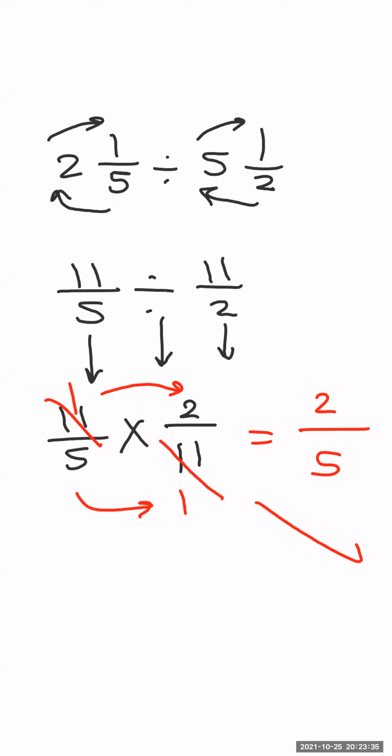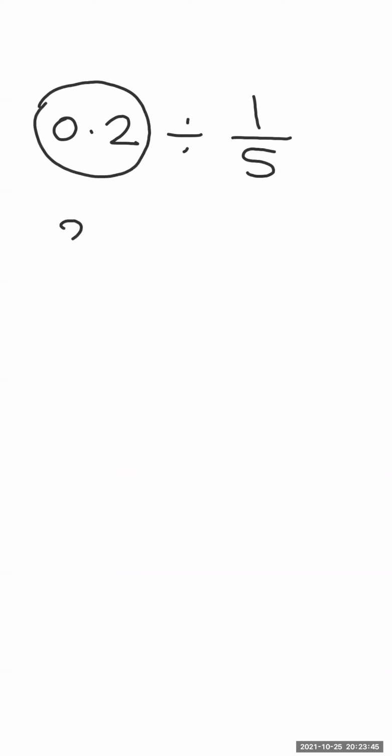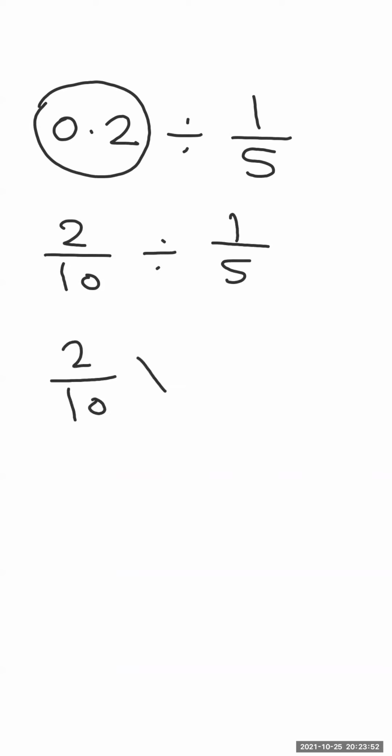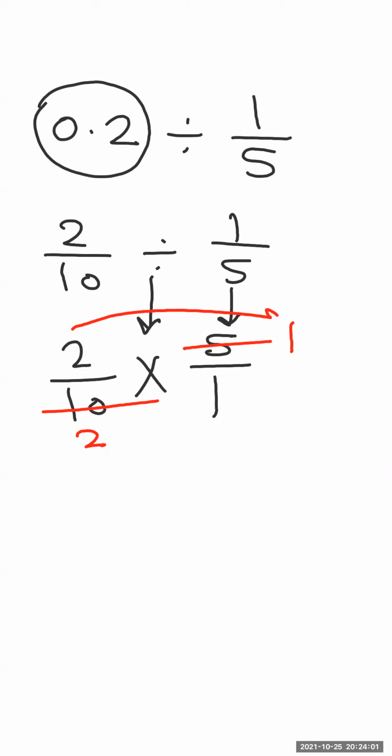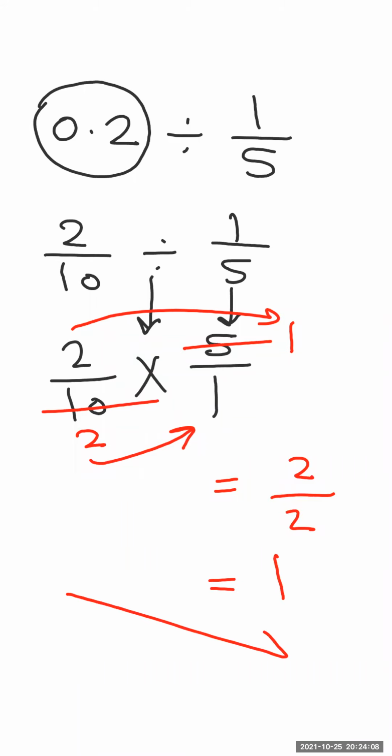Okay, let's solve one more question. If I want to divide 0.2 by 1 over 5, actually 0.2 means 2 over 10, and then divided by 1 over 5. So 2 over 10 times, change the division into multiplication, flip the number, 5 over 1. Simplify, divide 5 equals 1, divide 5 equals 2, 2 times 1 equals 2, 2 times 1 equals 2. So now it will equal 1. That's it. Okay?